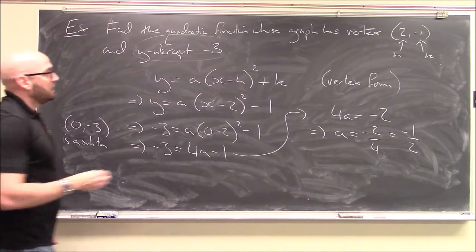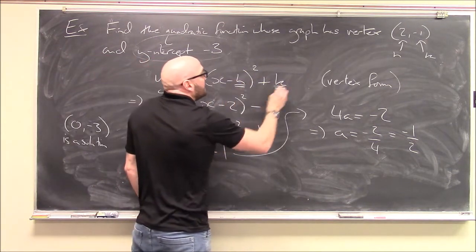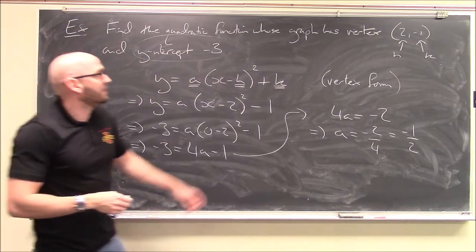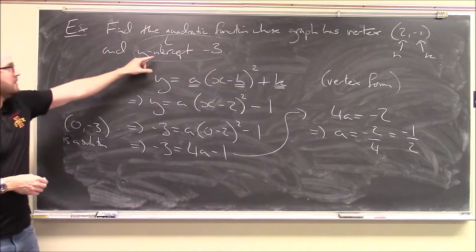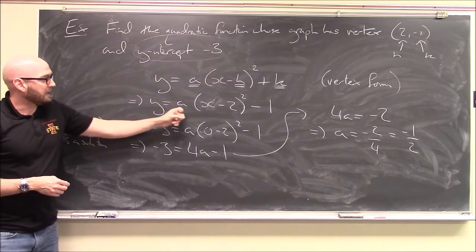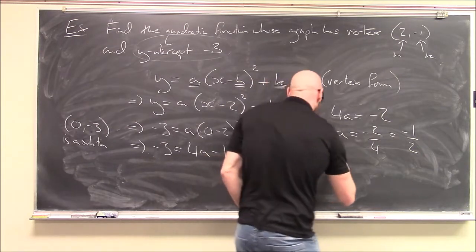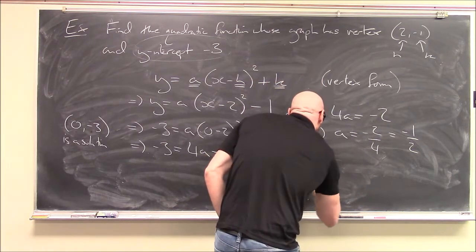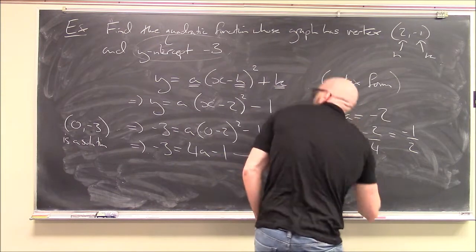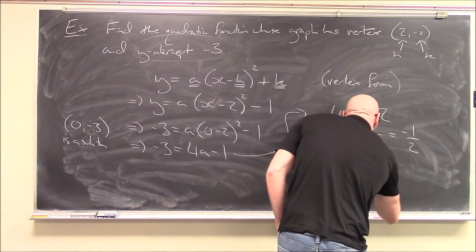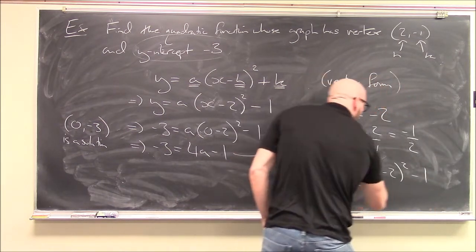So that's it. We started off with these three unknowns. We started off with not knowing what a should be, what h should be, and what k should be. But because we were told the vertex, we know h and k. And by going through this trick, by knowing what the y-intercept was, we were able to figure out what a should be as well. And therefore, our final answer is y is equal to -1/2 times (x minus 2) squared minus 1.